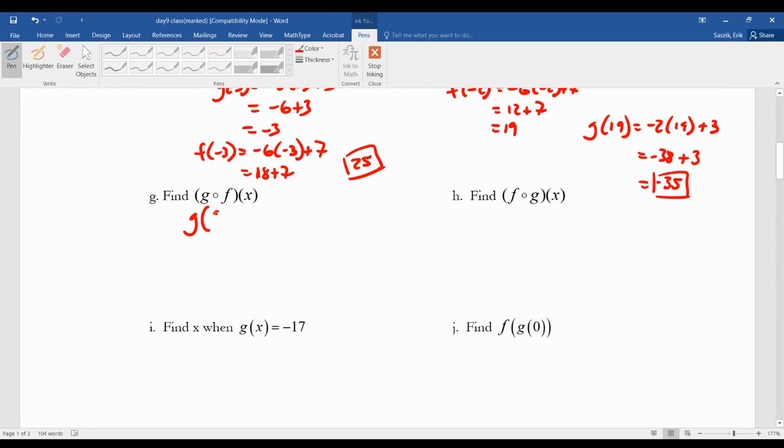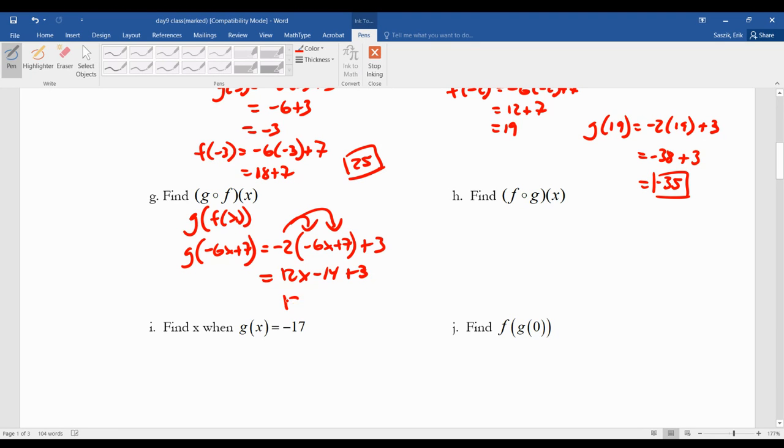Now these next ones don't have a number, it has x. So sometimes, it's often beneficial to write it like this. G of f of x, replace the f of x in the middle with negative 6x plus 7. So now we're going to go to the g function, which starts with negative 2. But remember, it said negative 2x, but I'm now going to replace the x with this, negative 6x plus 7. And remember, the g function finishes with plus 3. Do a little distribution. And then you got to combine like terms. Well, there's nothing to combine with the x. Negative 14 and positive 3 is negative 11. And we're done with that.